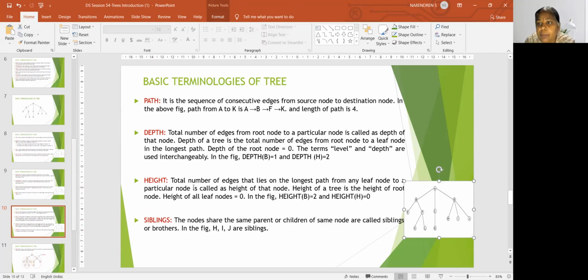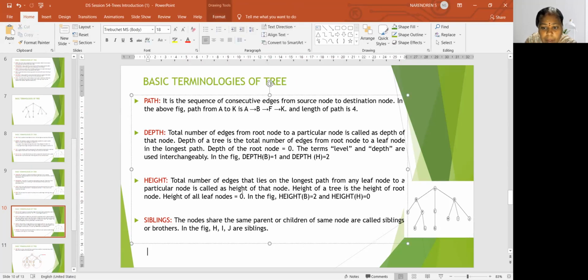Next, height. What do you mean by the height? The total number of edges that lie on the longest path from any leaf node to a particular node is called the height of the node. Height of a tree is the height of the root node. Height of all leaf nodes is always 0. But here, what is the height of B? The leaf node is K, from K to F, F to B, so the height here is two. Similarly, height of H, if you calculate, it does not have anything below it, so it has only 0.